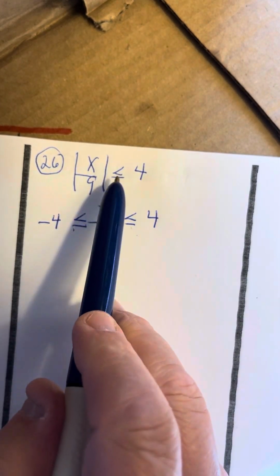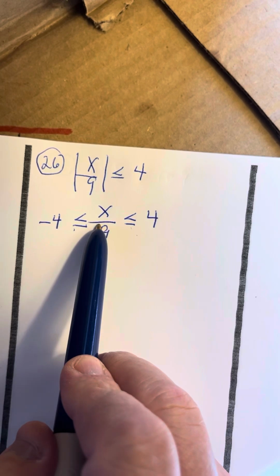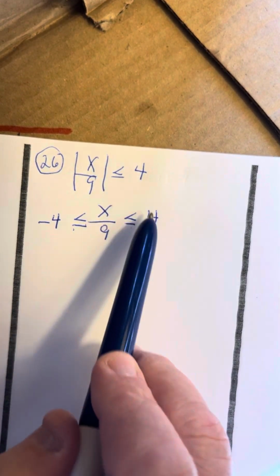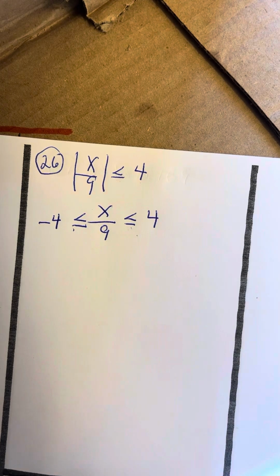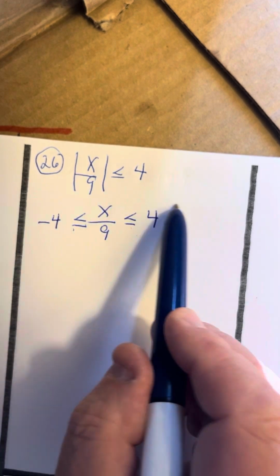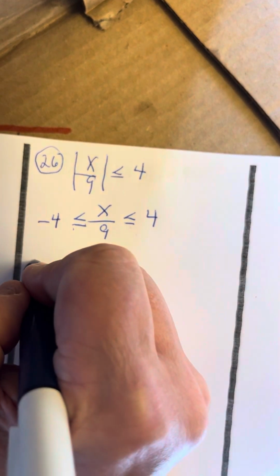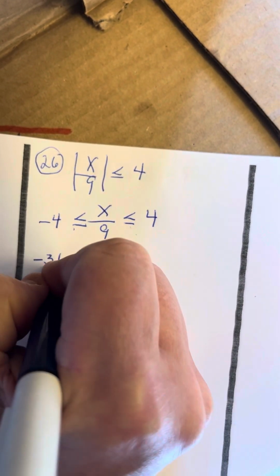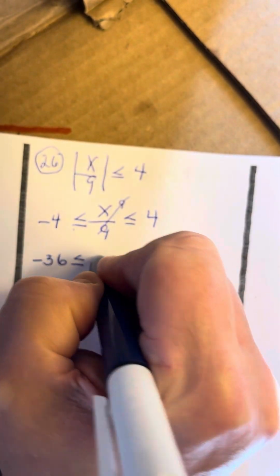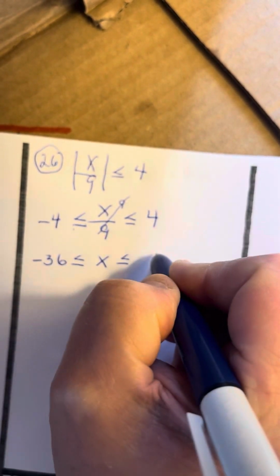If it's an absolute value less than, take it out and put it between that number and the opposite of that number. And now the next step is to get the x alone. They're dividing by 9, so we're going to multiply everything by 9. Multiply this by 9. When you multiply this by 9, it cancels out. And multiply this by 9.